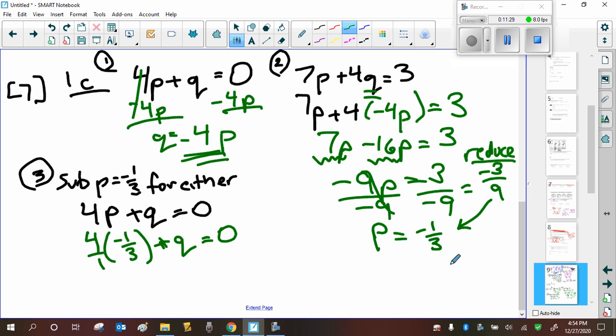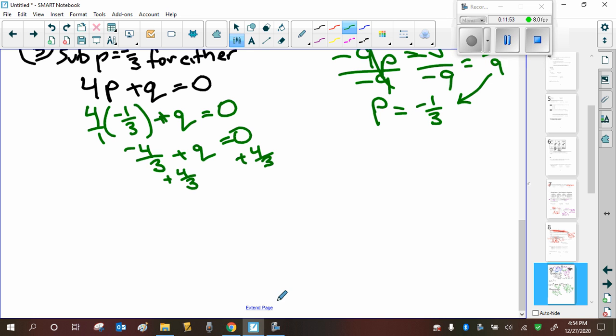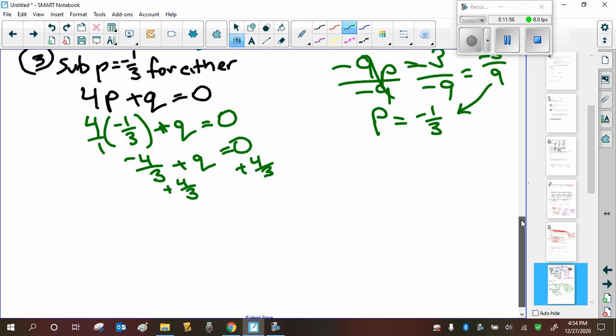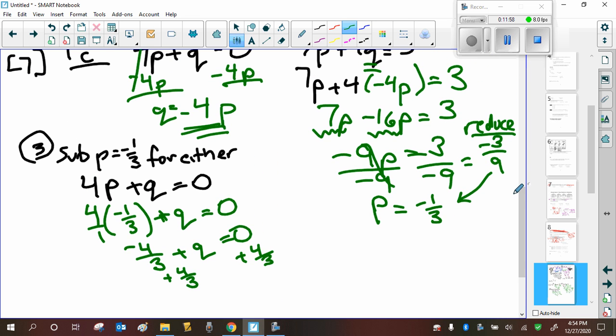So don't get too scared here. This one actually is quite easy to work with, these fractions. So negative 4/3 plus q. And to get q by itself, you do the opposite of negative 4/3, which is add 4/3. So you add 4/3 to both sides. Sorry for the slanty. Oh, maybe I shouldn't do that. Just need a little bit of space. And now we get q equals 4/3.